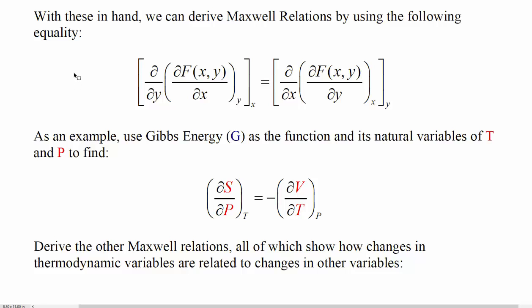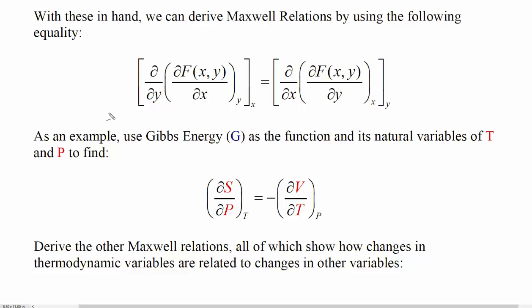And the way in which we do that is to pick one of the functions and express its derivative with respect to one of the natural variables, and then take its derivative with respect to the second natural variable, and then do that same thing in reverse order, because from the fundamental theorem of calculus, it doesn't matter which order you take the partial derivatives, you have to get the same expression in the end. And so if we just plug in, we'll be able to develop what's called a Maxwell relation.